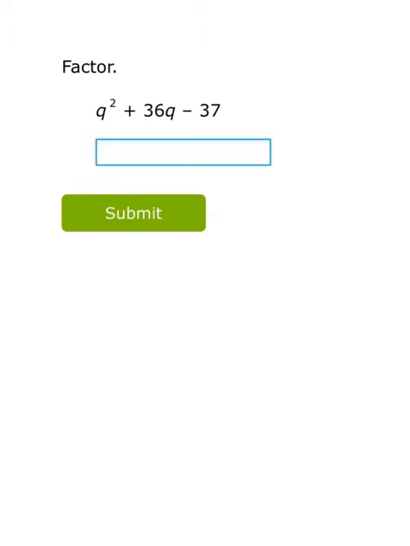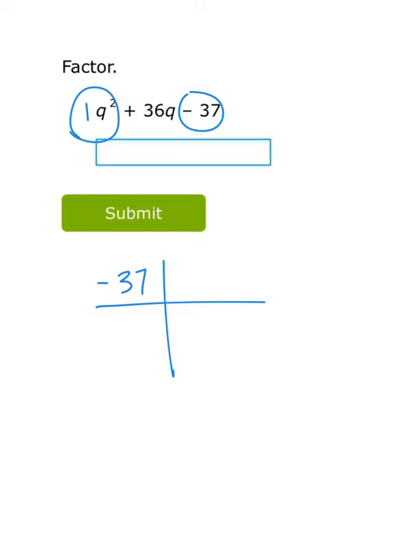Alright, we finally made it to the last question. Woohoo! Here's our last example. We need to factor q squared plus 36q minus 37. So let's multiply 1 and negative 37. So I would get negative 37 for my factors, and it needs to add up to the middle term of 36. Well, thankfully 37 is prime, so the only two factors are 1 and 37.